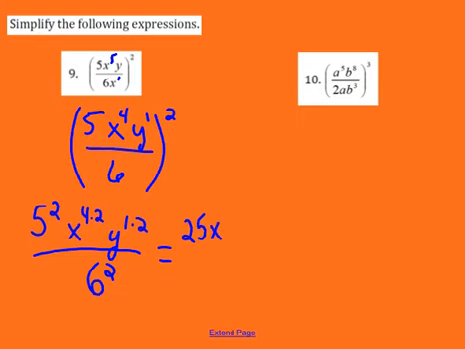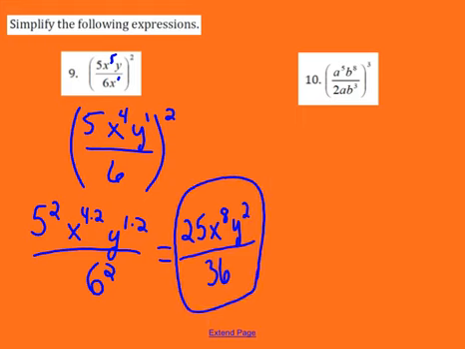If not, get that calculator out. 4 times 2 is 8. Y squared. And 6 squared is 36. I still only have everything written once. So that's a pretty good problem.